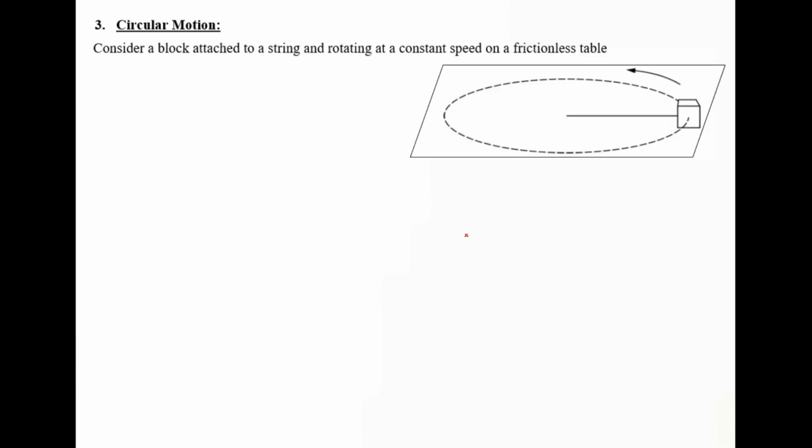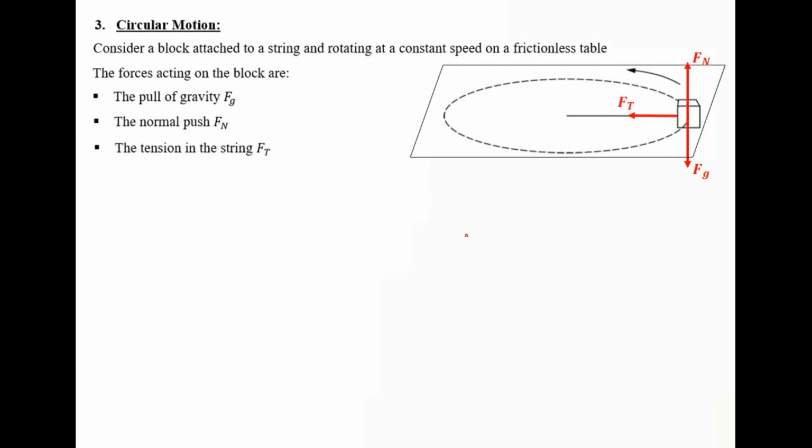Consider a block attached to a string and rotating at a constant speed on a frictionless table. The forces acting on the block would be the pull of gravity down, the normal push up, and the tension in the string, which causes the centripetal motion. And this tension force should be equated to mv squared over r, which is the quantity needed in order to maintain the circular motion.